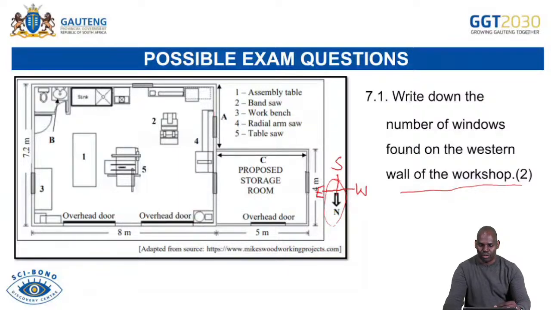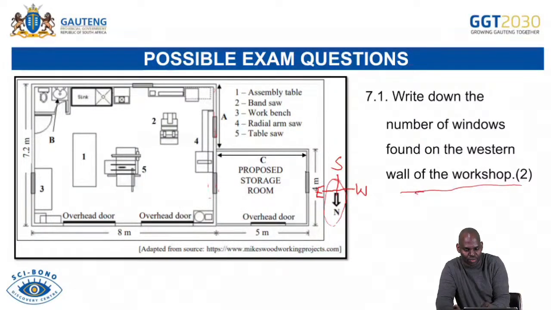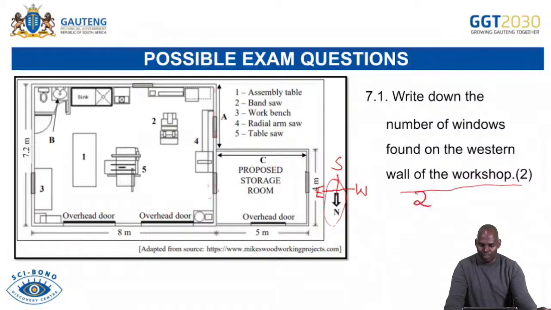Write down the number of windows found on the western wall. So there we've got window 1, 2. But I would also not be surprised if you have to count this one, because this is on the western wall of the workshop. Actually it must be 2, because it's only the workshop. This is the workshop, but this is the proposed storage room. So there are 2 windows. So we've got 2 windows.